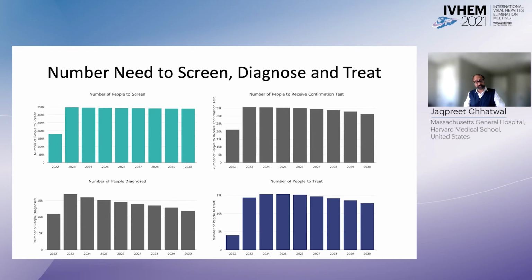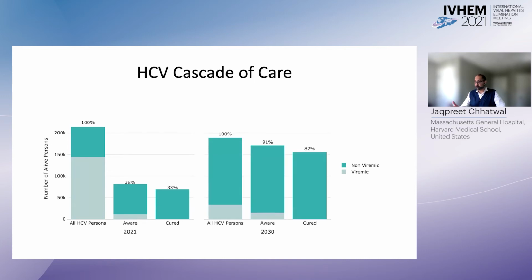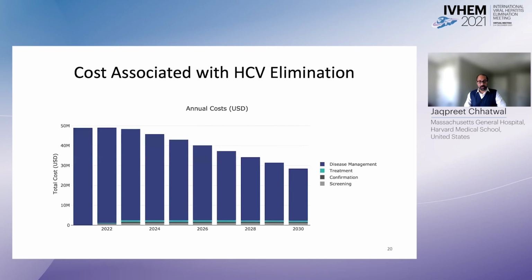Such mathematical models can also inform the cascade of hepatitis C care, which many of you are familiar with. What we see on the left side is the current cascade of care, and on the right side, it shows what would happen to the cascade of care by 2030 if we implement one of the strategies identified in that tool. Another important outcome relevant to hepatitis C elimination is the cost of the elimination program.